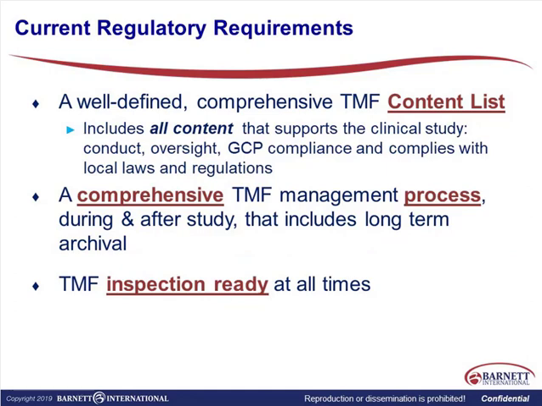I'd like to talk a little bit about current regulatory requirements because, after all, an audit is about assessing compliance with these requirements. So one of the first things that's part of our current regulatory requirements is a well-defined comprehensive content list. What that is, is a list of all of the different types of content that are within the TMF. It's not an inventory, so it's not intended to be a list of all of the documents that are in there, but a list of all of the different types of documents. It's intended to help the inspector actually be able to understand where the content is being held.